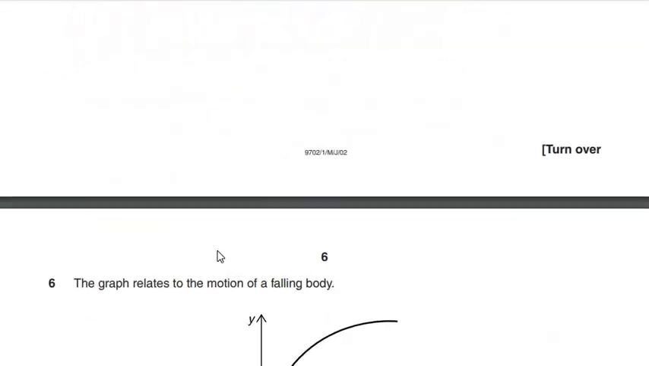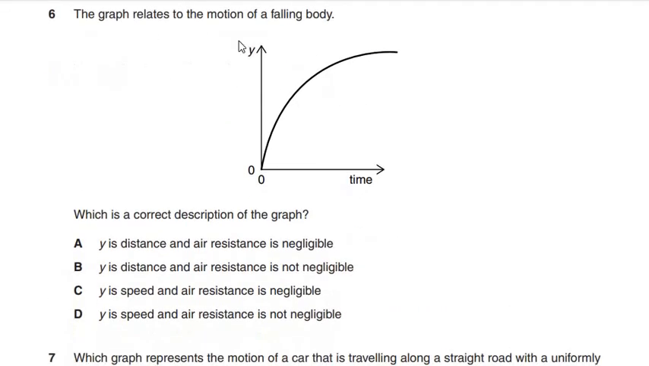All right, question 6. In question 6, the graph relates to the motion of a falling body. Which is a correct description of the graph? Y is distance and air resistance is negligible, and so on. If we go through all of the options, this is basically a graph that you're pretty familiar with by now, I hope so. It's basically a terminal velocity graph, right? So what does that mean? That y is speed, and air resistance is not negligible.